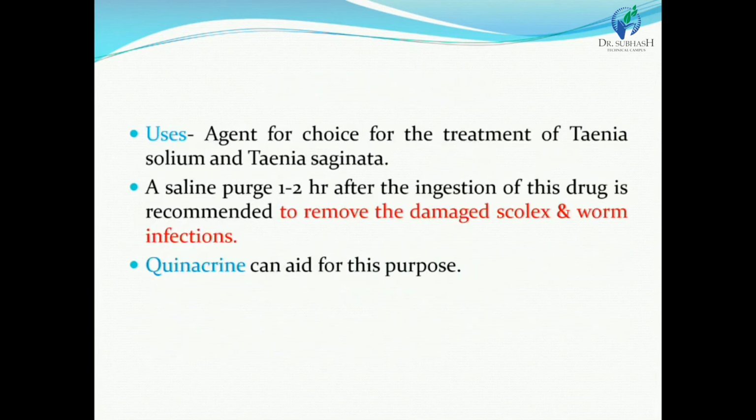Uses. These are the agents of choice for the treatment of Taenia solium and Taenia saginata. A saline purge, that is 1 to 2 hours after the ingestion of this drug, is recommended, that is to remove those damaged scolices and worm infections. Quinacrine can aid for this purpose also.